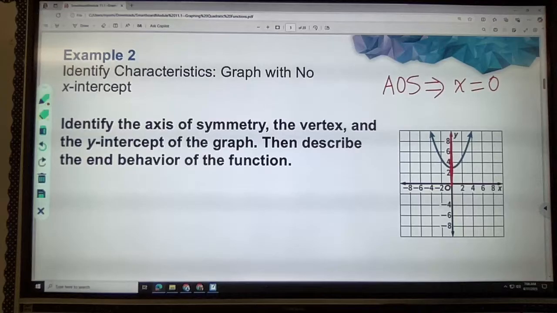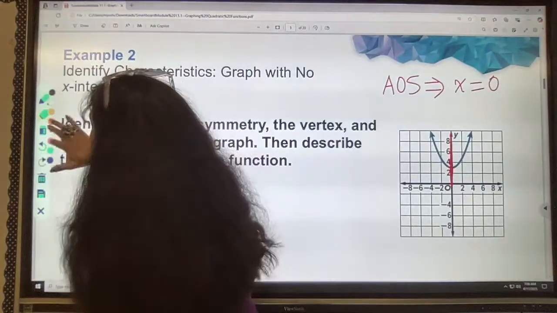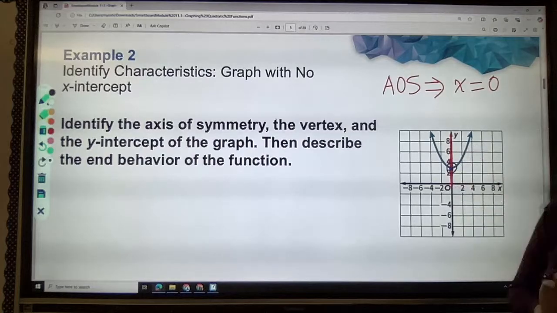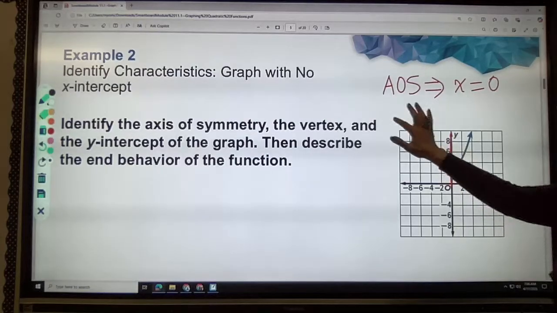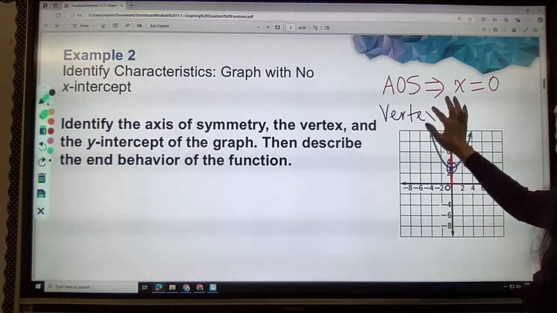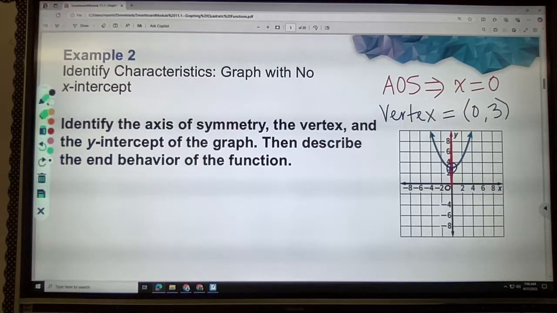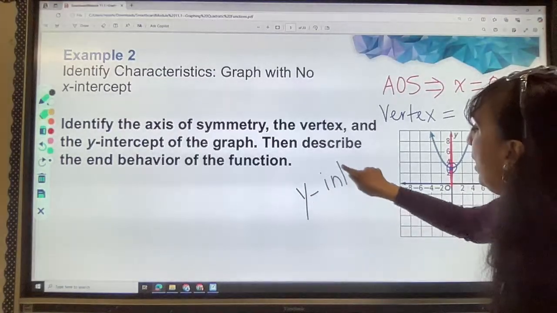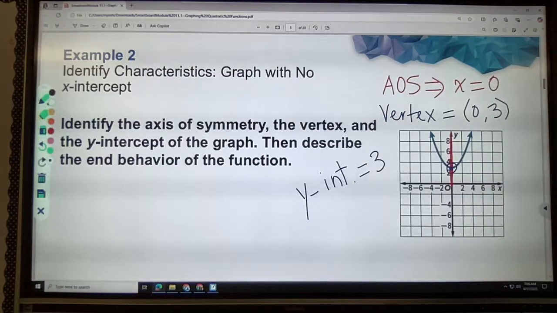Now let's look at where the vertex is located. My vertex is located at 0, 3, and that is my ordered pair. It's located at the minimum point, which is 0, 3. Then I'm going to look at the y-intercept. If the vertex is located at 0, 3, the y-intercept is 3.